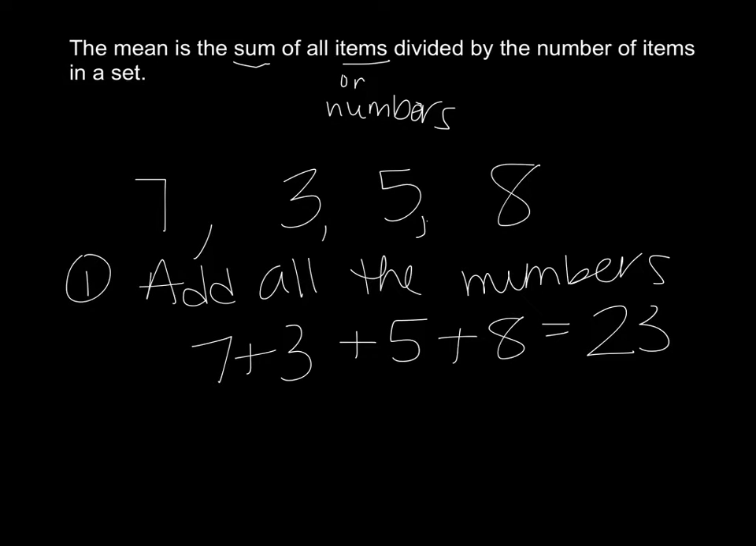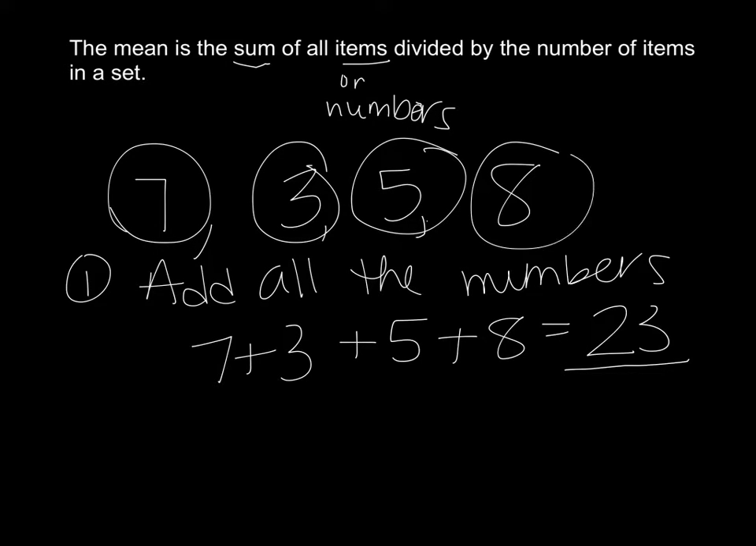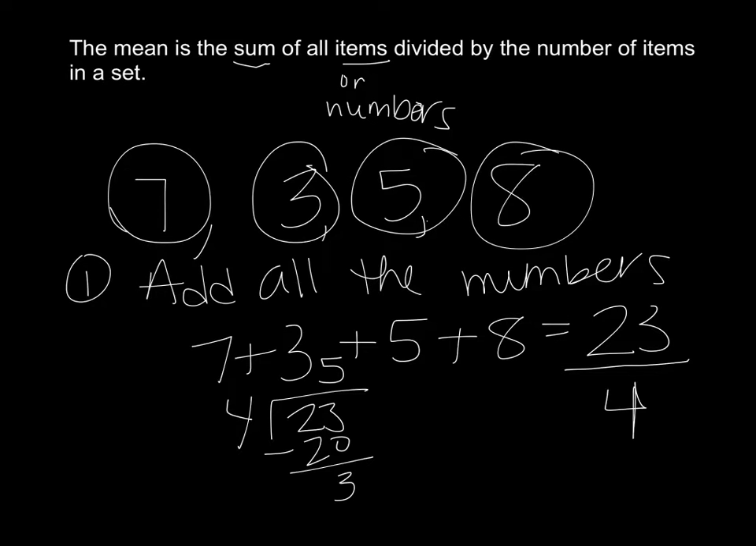And then I would divide 23 by how many numbers I added together. So I added 1, 2, 3, 4 numbers together, so I would divide 23 by 4. So if I did top divided by the bottom, 4 goes into 23 5 times, minus 20, I'd have 3 left over. So I could say my answer would be 5 and 3/4, or I could keep going on and make it a decimal. It doesn't really matter which way you decide to go.